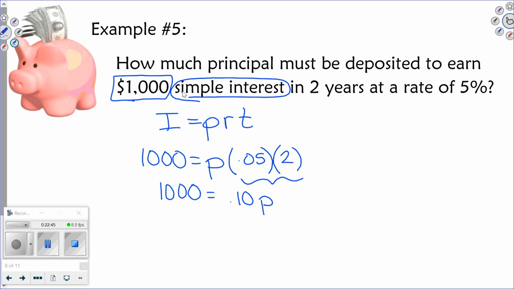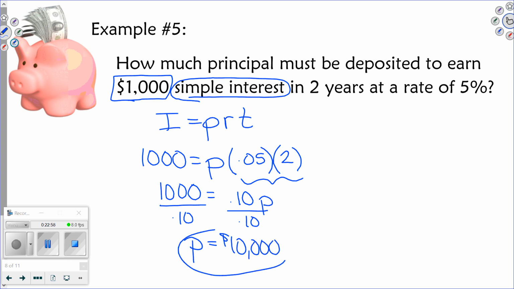And then, to solve for P, just divide. So what does P equal? It's 10,000. So you would have to deposit $10,000 at 5% for 2 years to earn $1,000. Yes. You put an X in there. Did you do anything else different than you had an X?